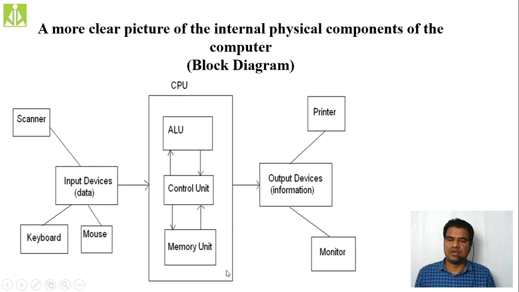So this is your CPU. It is a combination of three things: ALU, CU and memory unit, MU. Inside your CPU, inside your computer cabinet, these three things are going to work collectively in order to process your input and to generate the output.